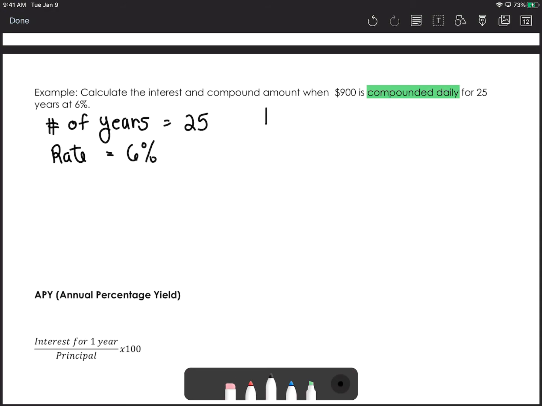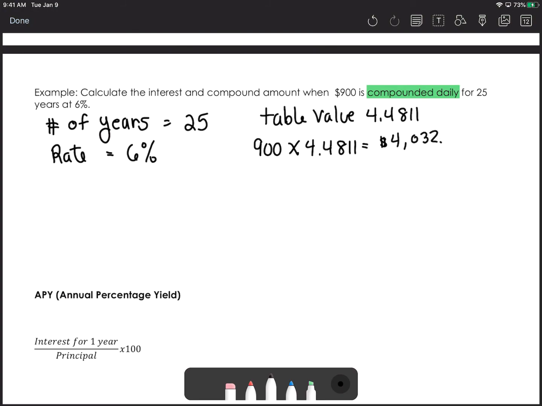When you do that, you should find that your table value is 4.4811. So what you're going to do is, just like before, you take your principal times your table value, and when you multiply that, you get $4,032.99. So this is for compounding daily. So just remember, when you're looking at these problems, if it says compounded daily, you're going to have to use that separate table, Table 12.2.